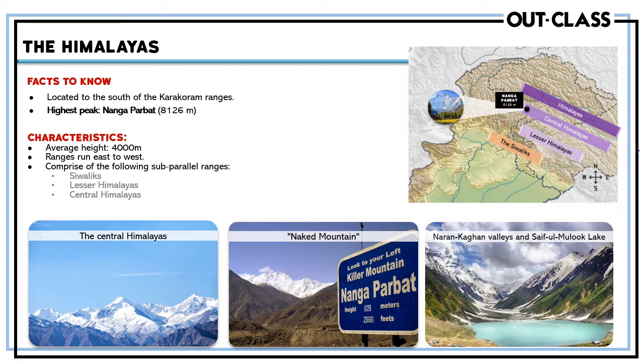So in the Central Himalaya region, we have the Nanga Parbat, which is called the Naked Mountain. It is one of the most dangerous mountains to climb because of its strange kind of physical structure. Very famous in these Himalayan ranges is the Naran Kaghan, and the Saif ul Malook Lake, which is towards the end of the Himalayan ranges.